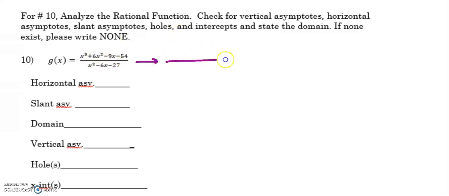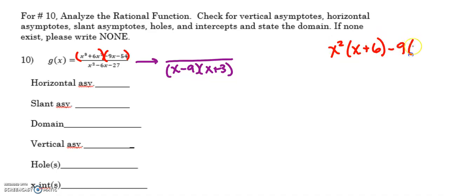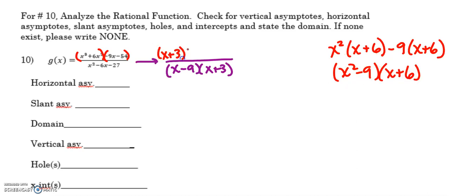So this bottom part is going to factor pretty nicely, x minus 9, x plus 3. This top one, I'm going to try, because I have 4 terms and a cubic, to factor by grouping. I'm going to do this off to the side. So I'm going to have x squared times x plus 6 minus 9 times x plus 6, which means I really get x squared minus 9, x plus 6. So this will be x plus 3, x minus 3, and x plus 6.